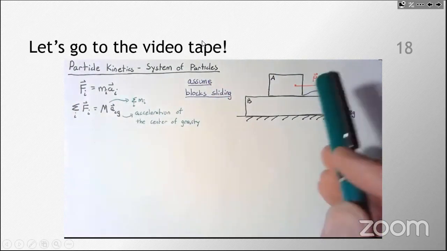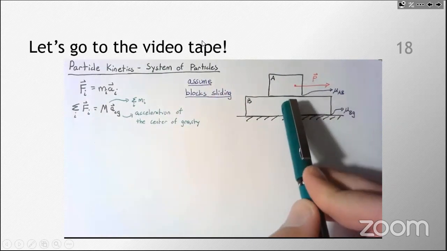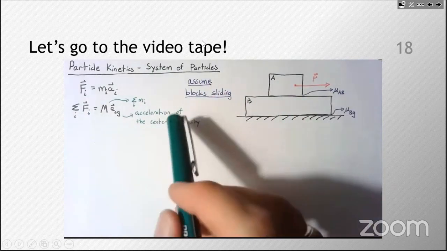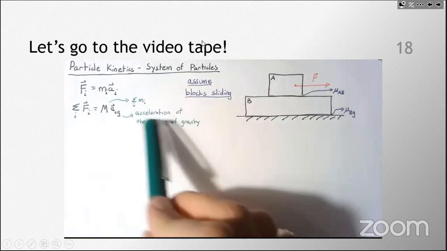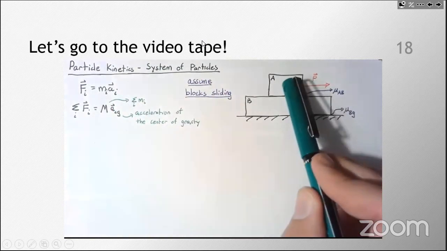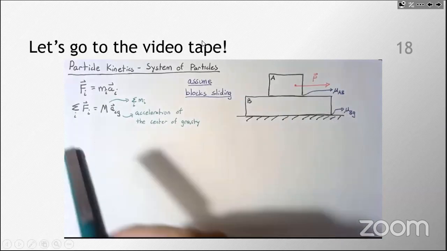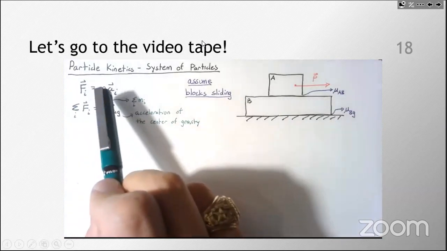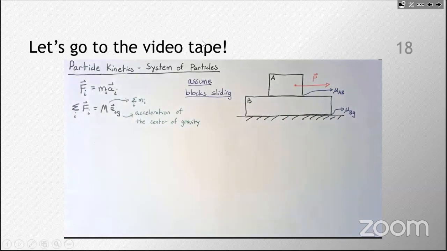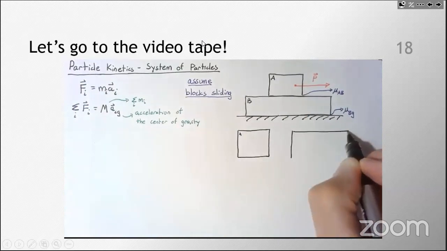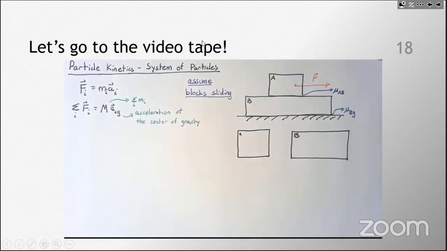So if we had a situation where both of these blocks were moving together, say they weren't sliding, well, in that case, we would be interested in this acceleration of the center of gravity because the acceleration would just be the same for both blocks. But for this case, we're really just interested in looking at the individual blocks. So I'm going to draw two separate free body diagrams, one for block A and one for block B.